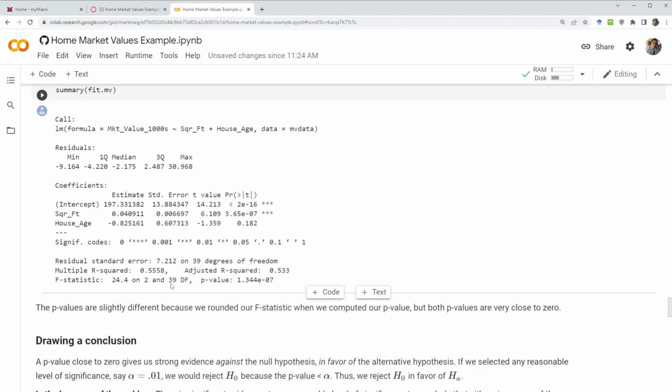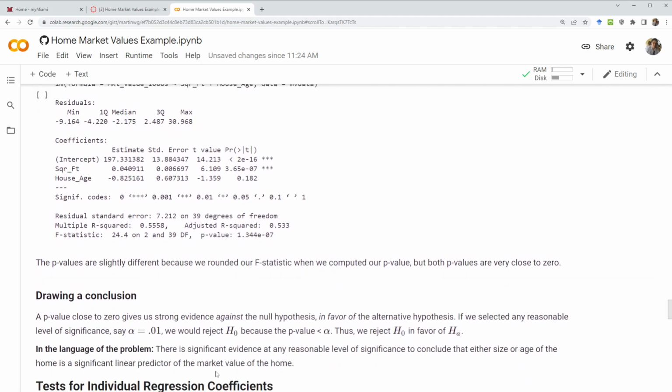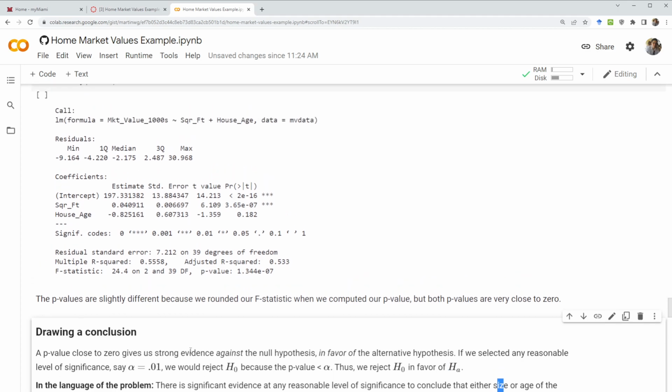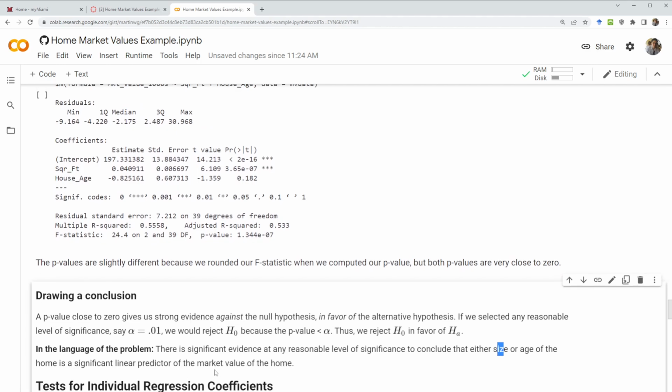So the conclusion in this case is that we reject H null in favor of the alternative. There is significant evidence that either the size or the age of the home is a significant predictor in predicting the market value of homes.